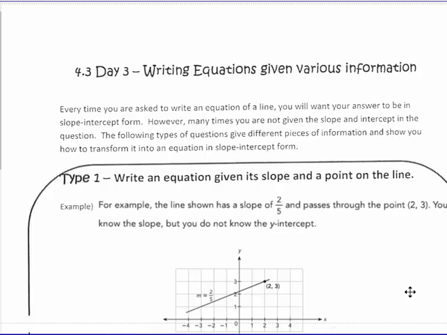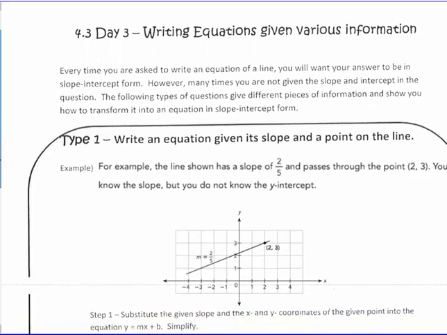Today's lesson 4.3, day 3, writing equations given various information. As I told you in class, you're going to be given 3 different pieces of information, and you're going to be asked to write an equation in slope-intercept form.